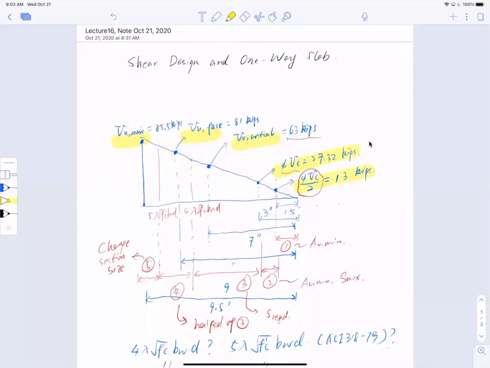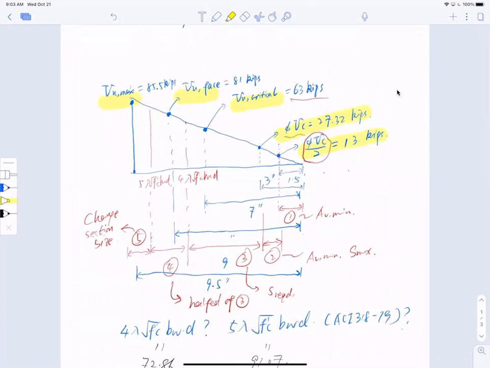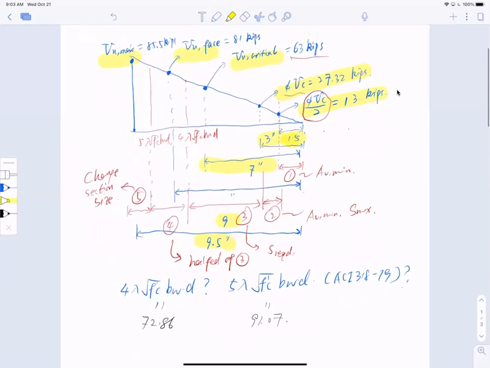Now, the key message we gave last lecture, we determined the distance away from the midspan of these critical points. They correspond to: half VC, 1.5 feet; VC, 3 feet; Vu critical, 7 feet; Vu face, 9 feet; and Vu max, 9.5 feet. Okay, so before we start, this is just the shear diagram with the critical values.